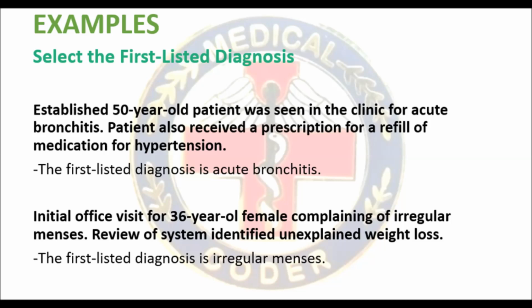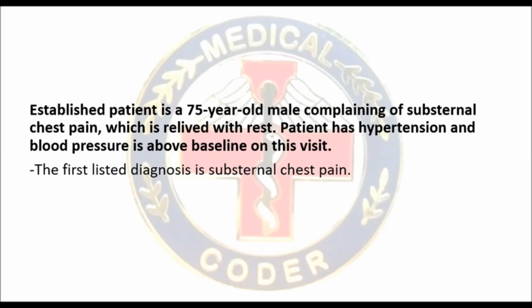Initial office visit for a 36-year-old female complaining of irregular menses. Review of systems identified unexplained weight loss. The first listed diagnosis is irregular menses. An established patient, a 75-year-old male, is complaining of substernal chest pain, which is relieved with rest. The patient has hypertension and blood pressure is above baseline on this visit. The first listed diagnosis is substernal chest pain.